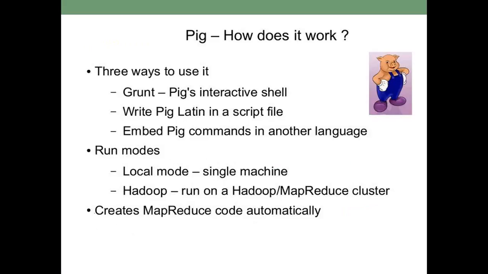We can run Pig in two modes: local mode and Hadoop mode. Local mode is nothing but a single machine, where we won't interact with HDFS. Running on a Hadoop or MapReduce cluster is the Hadoop mode. If you want to run in Hadoop mode, simply type pig. If you want to run in local mode, we need to type pig -x local. We will see that later. So these are the two modes. Once you submit the script, it creates the MapReduce code automatically.